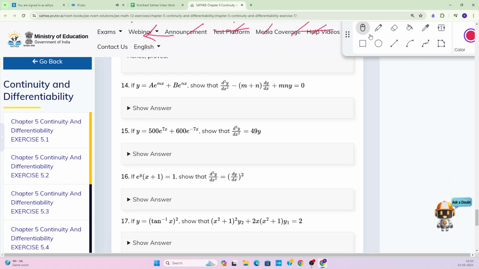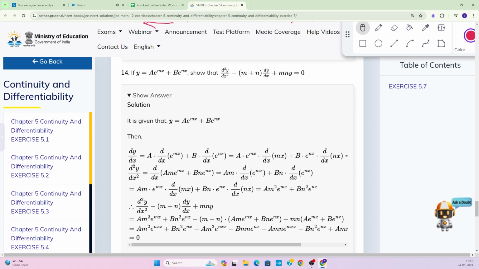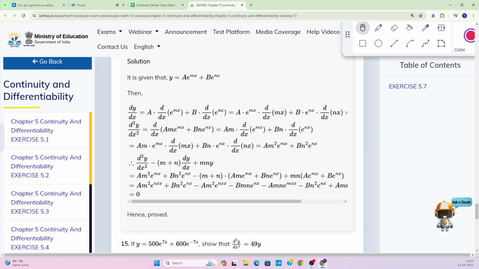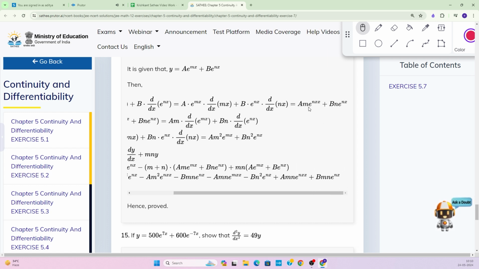Now the 14th problem, let me quickly show you. We have to prove that this expression gives you 0. Let me quickly show you the solution. y is given as a e power mx plus b e power nx. Differentiating the first time, I'm directly saying that it will be a m e power mx and b n e power nx, as you can see. So here it is m, a m e power mx.